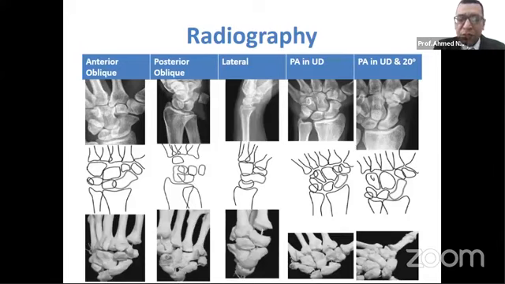This will bring us to the occult. This is what we call the occult scaphoid fracture.